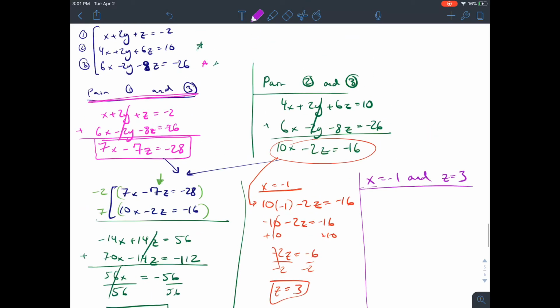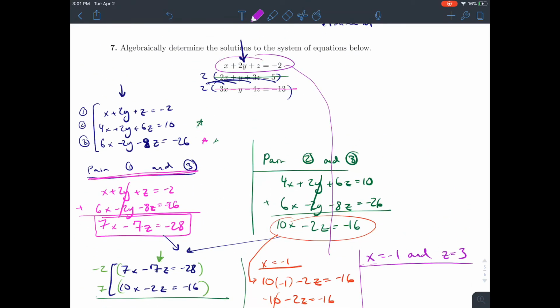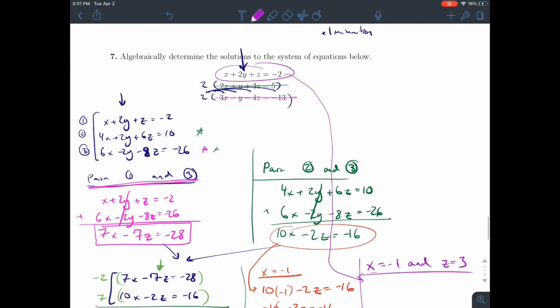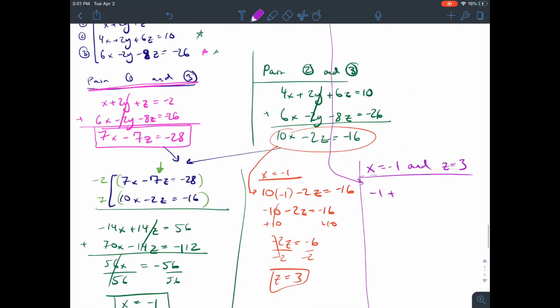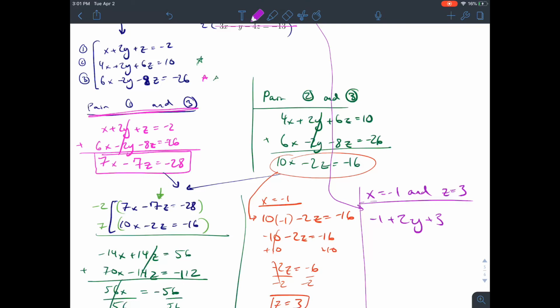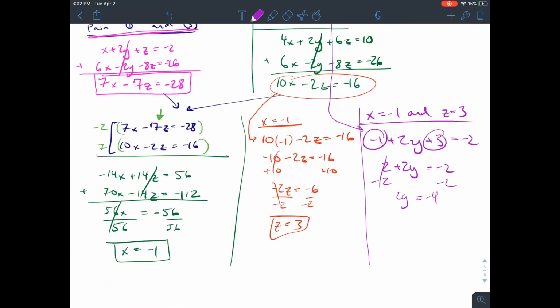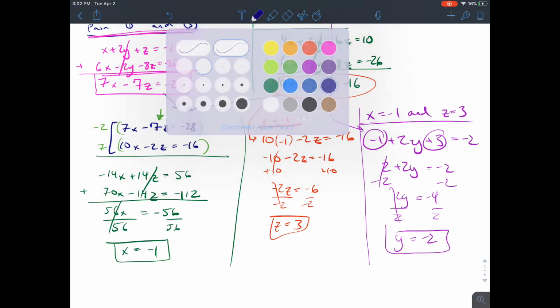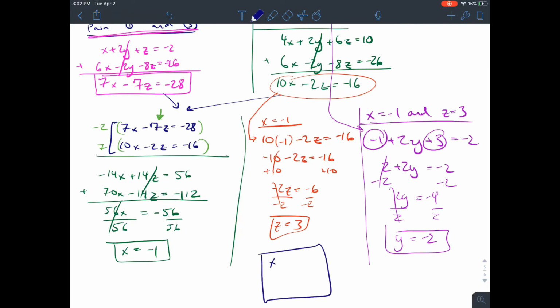X equals negative 1 and z equals 3. I'm going to use this first equation here. With x being negative 1, we've got negative 1 plus 2y plus 3 instead of z, because they're equivalent, equals negative 2. This gives us 2 plus 2y equals negative 2 when we combine these two like terms. Minus 2 minus 2, 2y is equal to negative 4. Divide by 2 on both sides, we get y is equal to negative 2. So our solution for the problem is the 3 values right here. X equals negative 1, y equals negative 2, z equals 3.